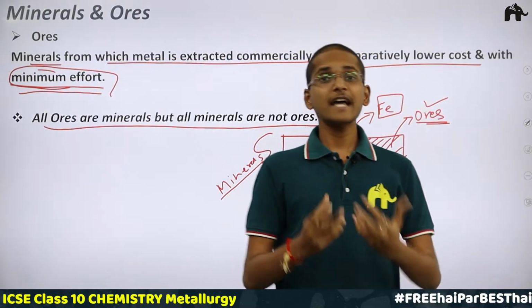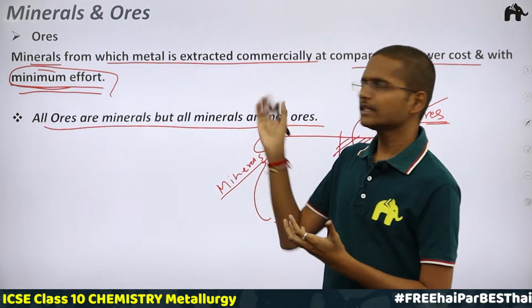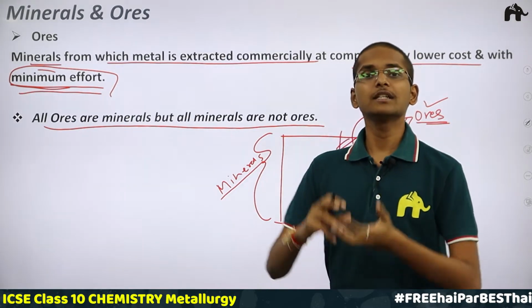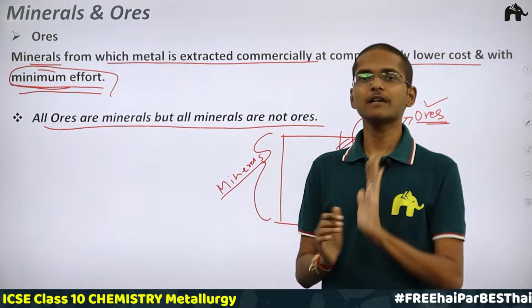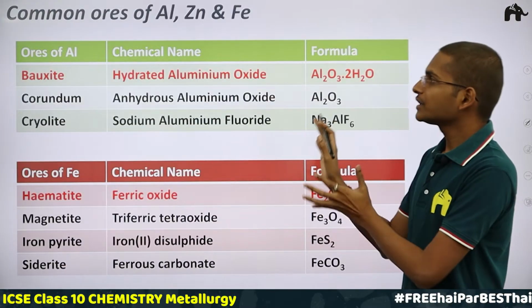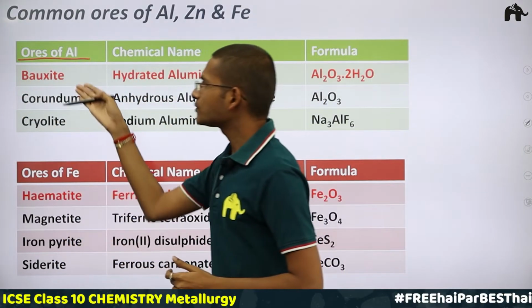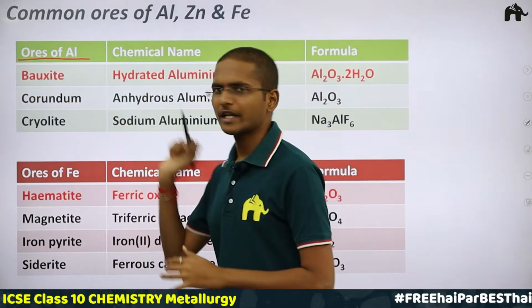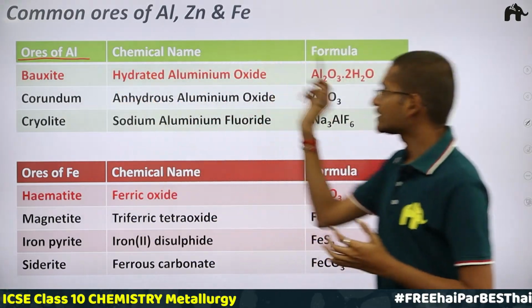Now let's see the examples of ores. We have seen examples of minerals as well. Now let's see examples of ores, and we have to study the examples of some common ores of zinc, aluminium and iron. So let's see one by one the common ores of zinc, aluminium and iron. Let's start first with the common ores of aluminium. These are the common ores: bauxite, corundum, cryolite. I will also tell you how to remember their chemical formulas as well.